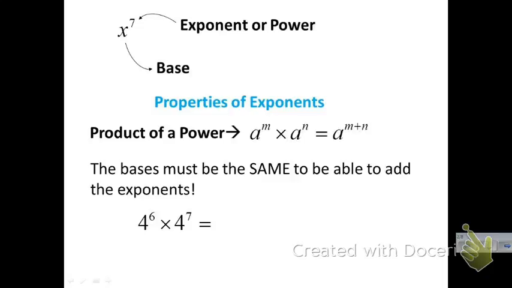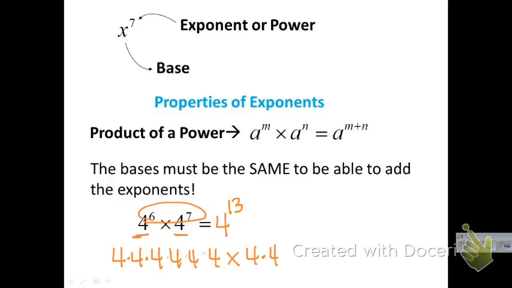So in this example, we have 4 to the 6 times 4 to the 7th. The bases are the same, so it stays 4. And then we add those exponents, 13. So this is the same as saying we have 4 six times, 4 seven times, which should give us a total of 13 fours.